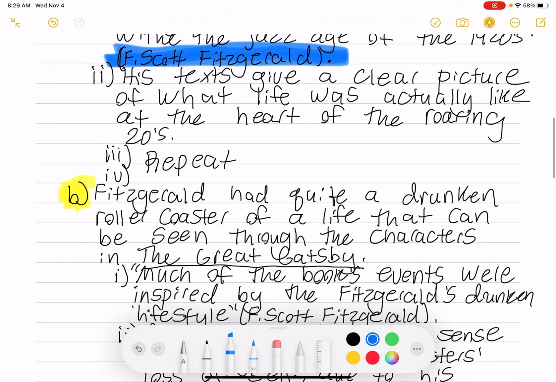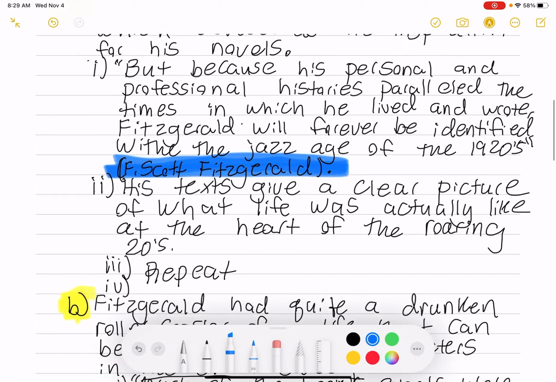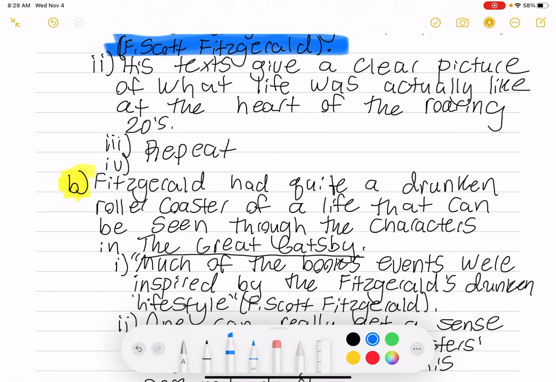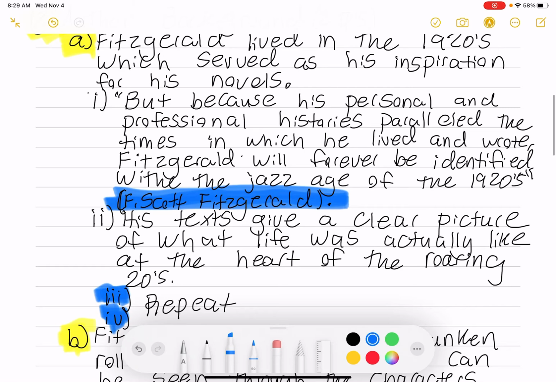And then I explained that, and I said his texts give a clear picture of what life was actually like at the heart of the Roaring '20s. So, what you're going to do, that is one piece of evidence example. Each body paragraph needs 2 pieces of evidence. So right here for 3 and 4, I just put repeat. You're going to repeat the same process. You're going to find another piece of evidence about his life in the 1920s, or whatever your author, their life, and then you're going to explain it.